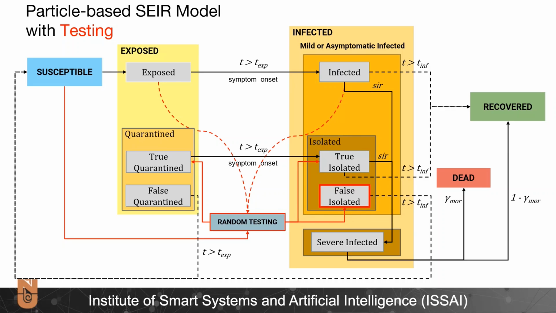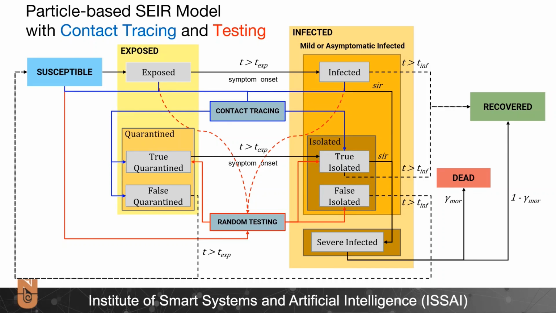Exposed particles that are tested positive stay in the true quarantine substate until the exposure period is over and then transition to the true isolated substate. In this substate, some of the particles transition to the severe infected state and the rest become recovered after the infection period. As for the particles that are infected and tested positive, they go to the true isolated state.